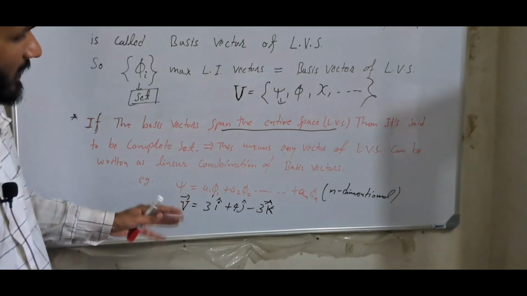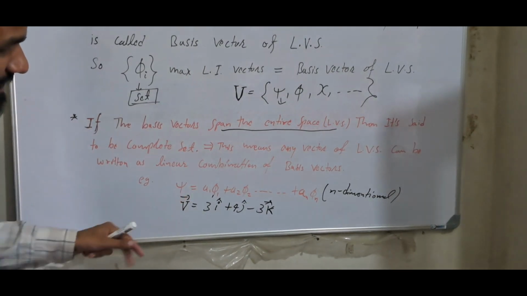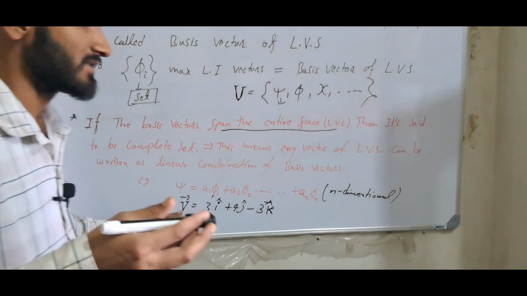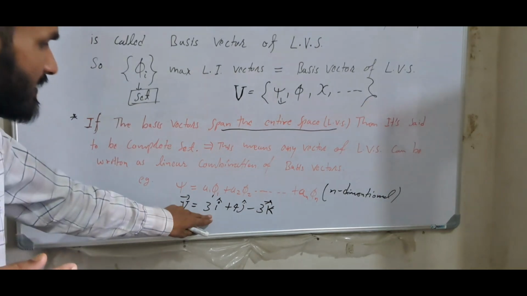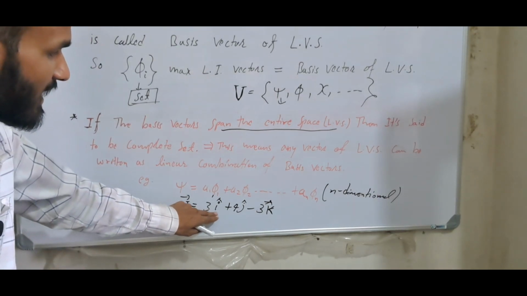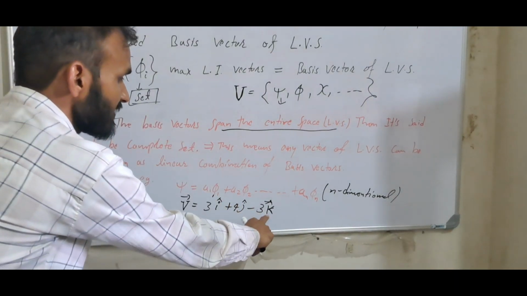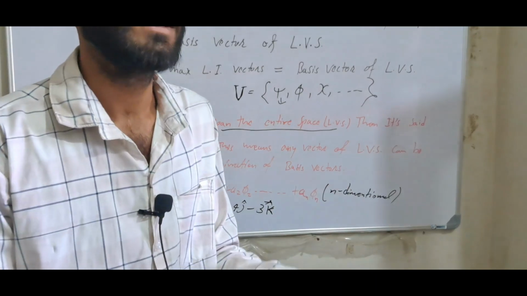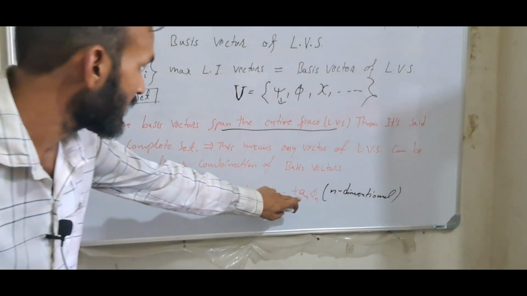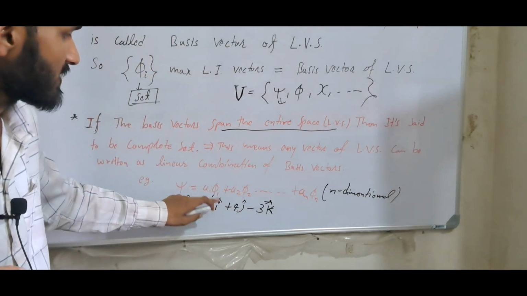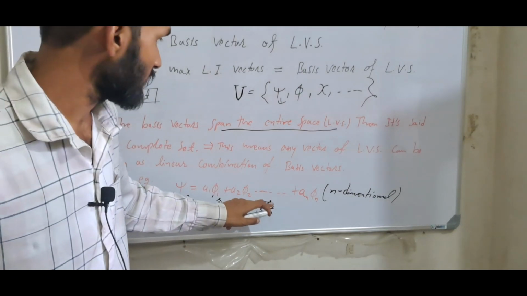To get the full idea of what it means, let's take the example of a three-dimensional vector space. Any random vector belonging to it can be written as 3i plus 4j minus 3k. Here i, j and k are the basis vectors for the three-dimensional vector space, and a1, a2 and an are nothing but some numbers. They can be complex numbers, and here they are real numbers, of course.